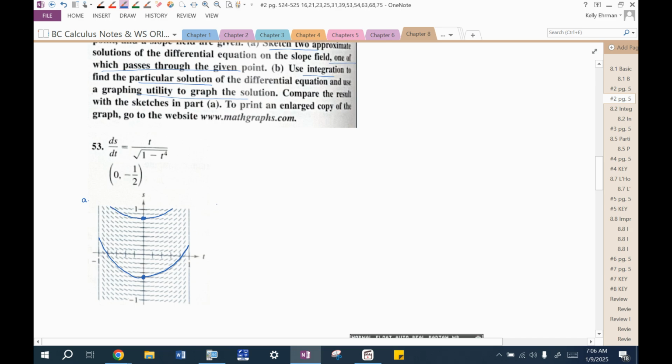So that's part A. Part B, use integration to find the particular solution of the differential equation and use a graphing utility to graph the solution. Compare the result with sketches in part A. Okay, so we need to integrate. First, we need to separate. So ds over dt, dt gets swung over here. So it's going to be the integral of ds equals the integral of t over 1 minus the square root of 1 minus t to the 4th dt.